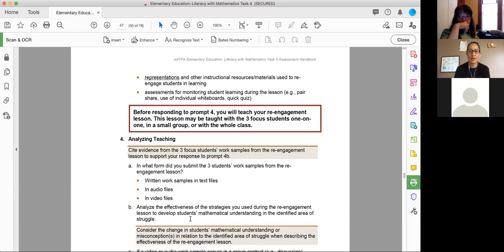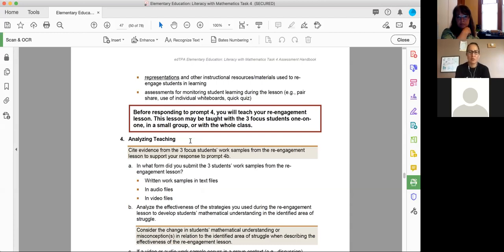Representations and other instructional resource materials used to re-engage students. So what are some of the ways that you did it a little bit differently? And then what are the assessments for monitoring students' learning during the lesson? So you want to demonstrate that as you were teaching, you were doing some sort of formative assessments. You were checking their understanding while they were working, okay? So that's your re-engagement lesson.